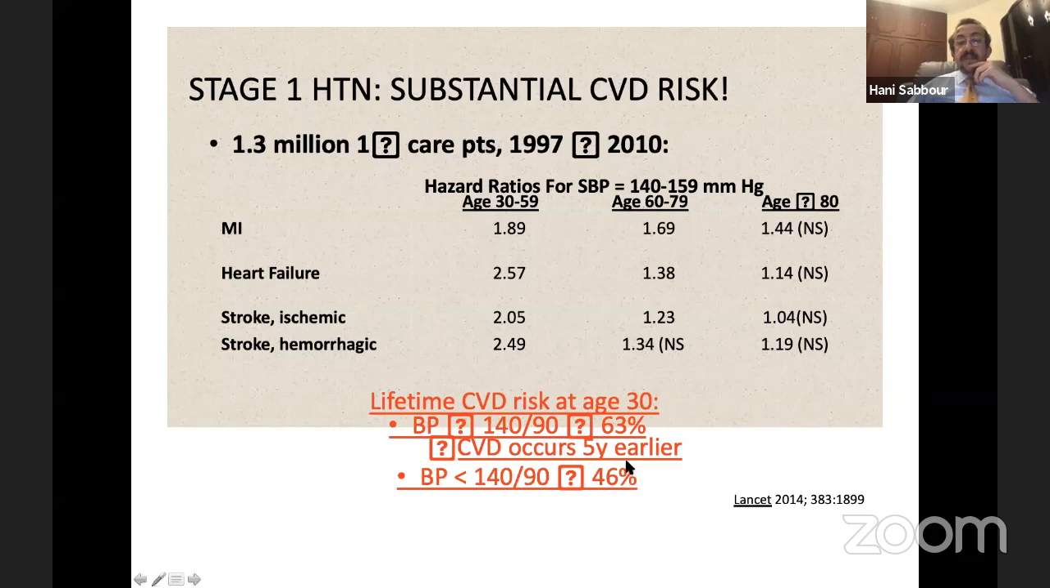CVD occurs 5 years later. And if the blood pressure is less than that, it's 46% over their lifetime. And look at the number of ischemic strokes, heart failure, and MI. Really very impressive for just a slight elevation, what we call stage 1 hypertension.